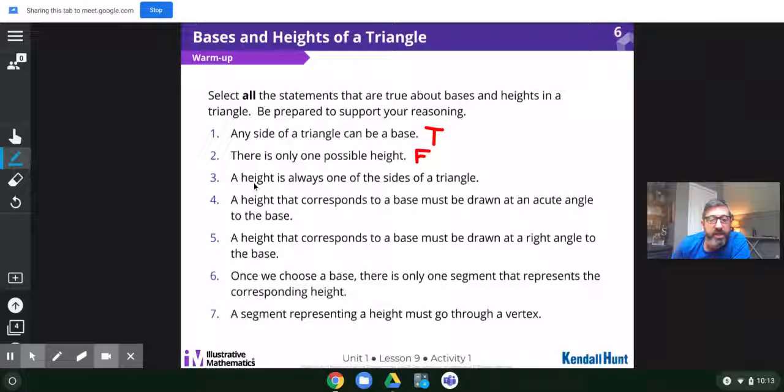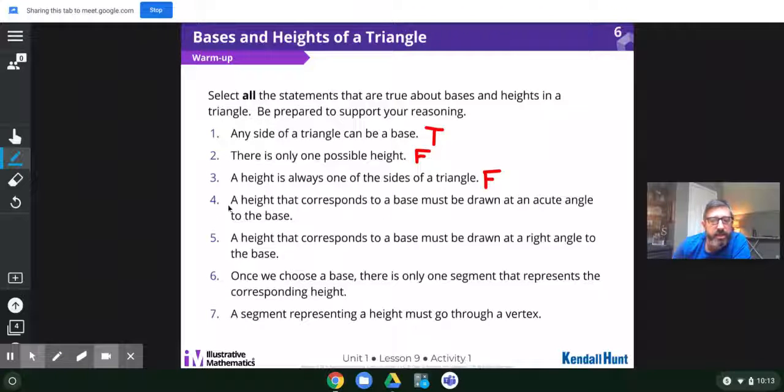So number three, a height is always one of the sides of a triangle. And we know that that's false because we saw in the previous example that a lot of times the sides of the triangle are not perpendicular lines from the base. Sometimes they are, but in most cases they are not.